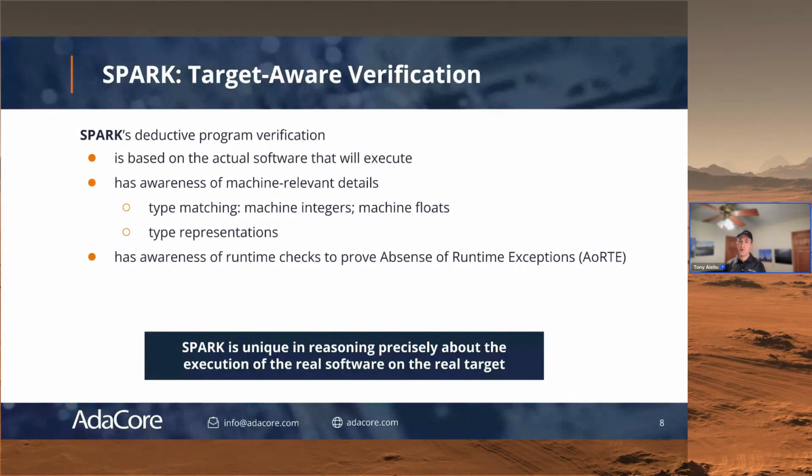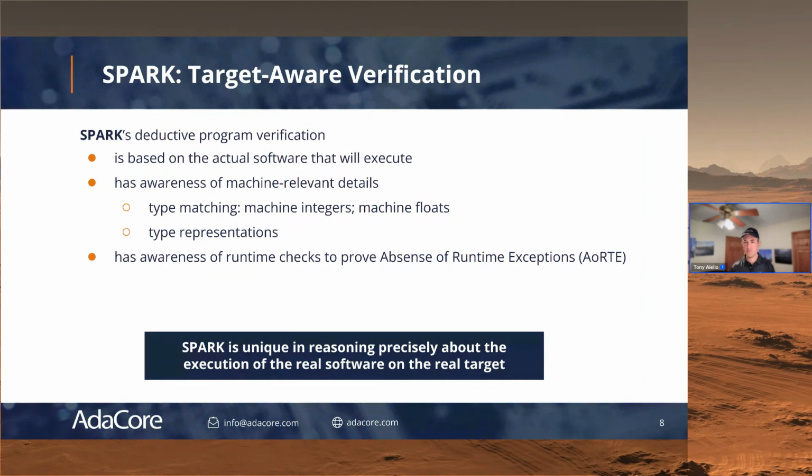I mentioned just a moment ago the representation clauses, so I kind of want to lean into this. Spark gives you target-aware verification. So Spark's deductive program verification is based on the actual software that will execute. Spark has awareness of all of the machine-relevant details. It will match types between what you're doing in your source code and what's actually going to be happening on your targets. So machine integers, machine floats, we're not doing reals in Spark.